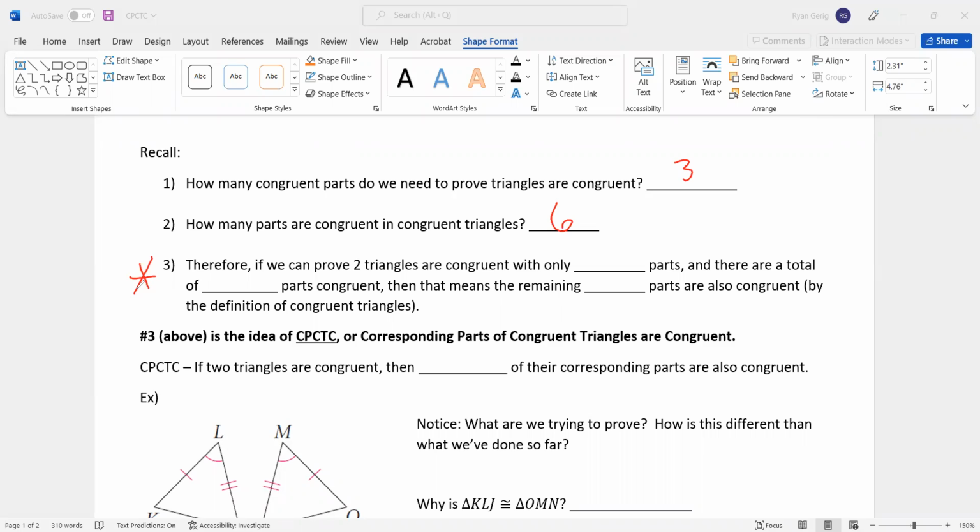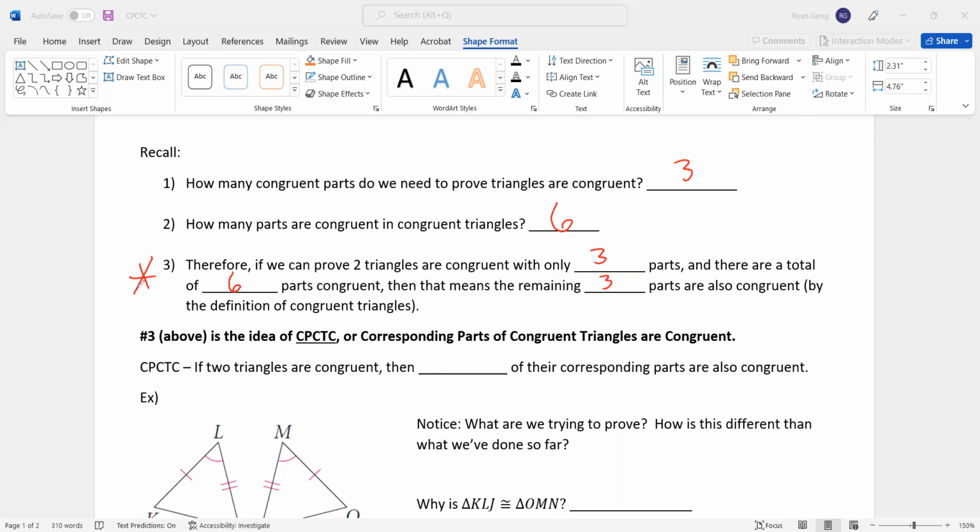Therefore, if we can prove 2 triangles are congruent with only 3 parts, and there are a total of 6 parts congruent, then that means that the remaining 3 parts are also congruent by the definition of congruent triangles. So this is the big idea. Now we're going to shorten it down.